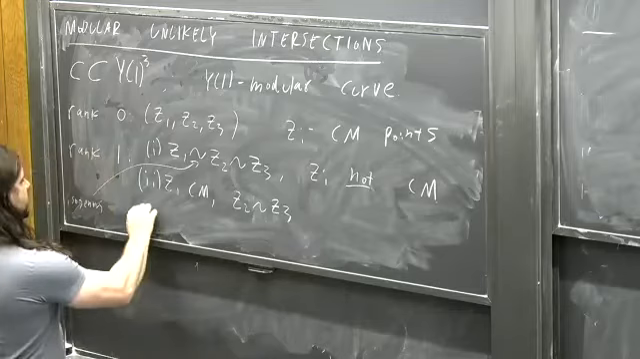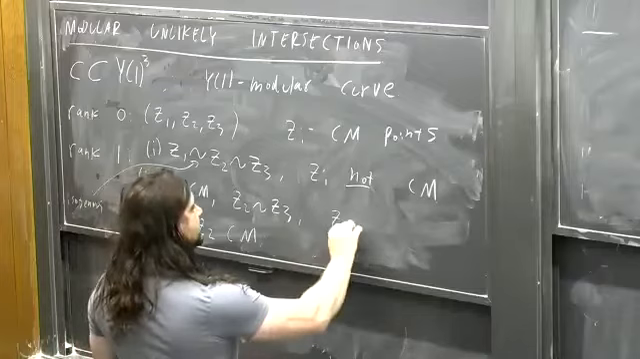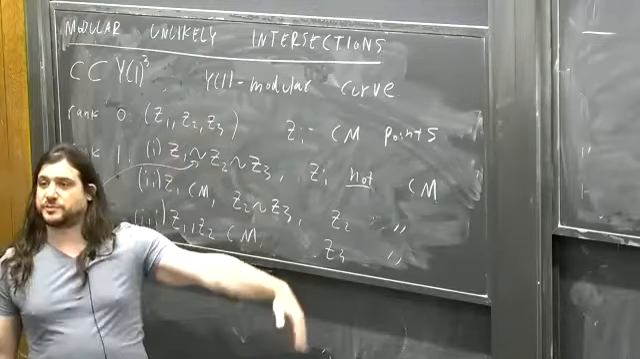And finally, if I'm getting this right, we can have 2 of them be CM and the 3rd one not. So in this case, Z_2 is not CM and Z_3 is not CM. And of course, we can permute the coordinates as well. Okay, so these are the 3 types of rank 1 points that we have.